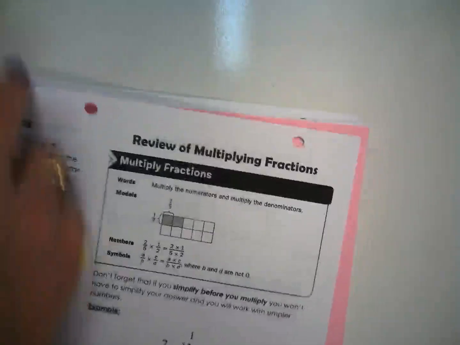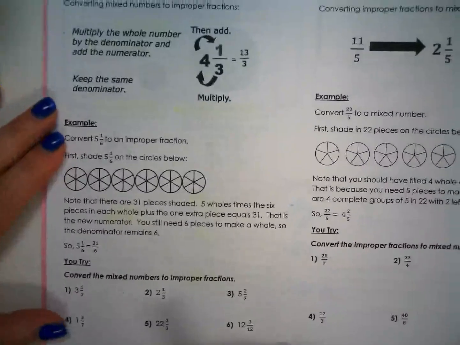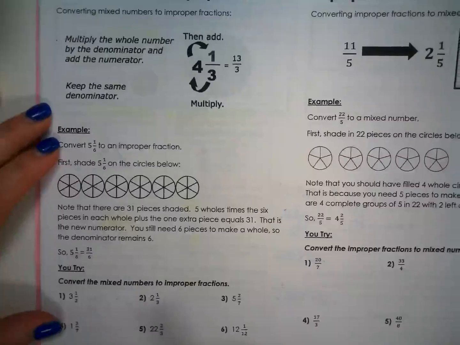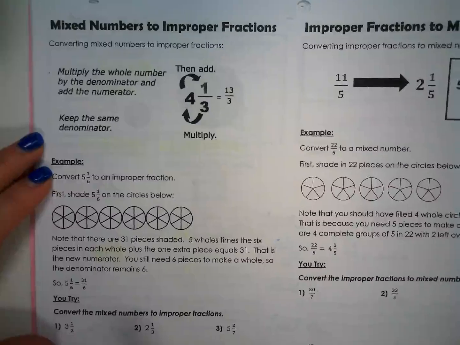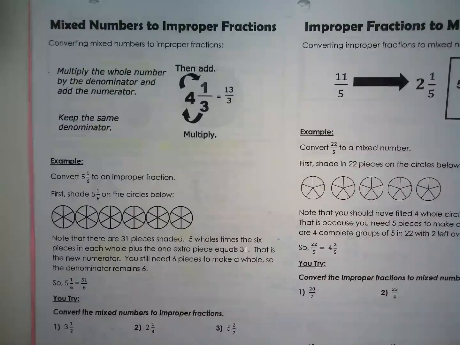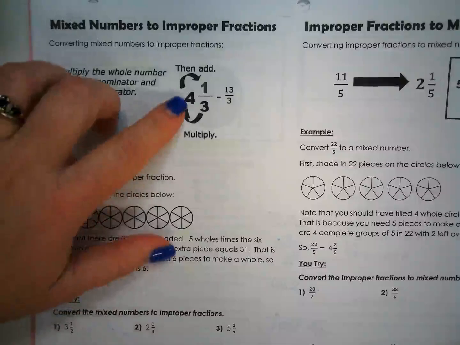Alrighty. If you guys turn to the next page. We're going to only spend a minute because I think you guys are pretty good on this, but I'm going to show you a simple example and why it works, and then we're going to move on. This first one is changing a mixed number to an improper fraction. So let me ask you guys a question. We got a mixed number here.